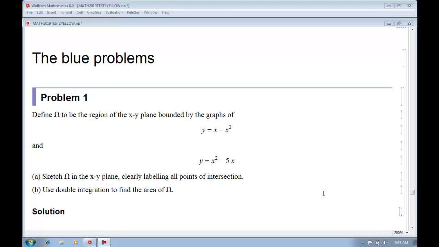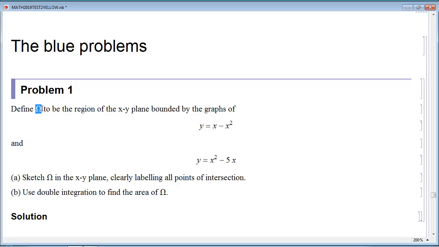Okay, so now let's move on to the blue problems, and they're very similar to the yellow problems, except they're in a different order and some of the numbers have been changed a bit. So we go to problem 1, and we're going to let omega be the region of the xy plane bounded by these two curves, y equals x minus x squared, and y equals x squared minus 5x. And we're asked two things.